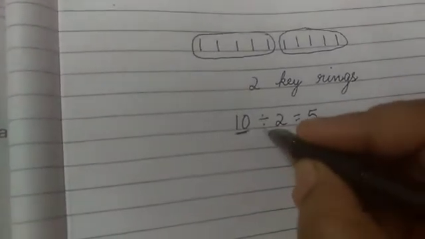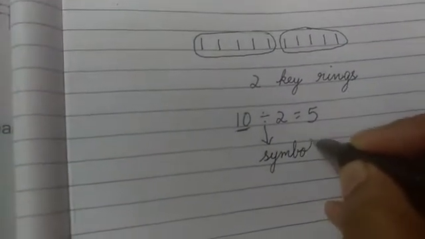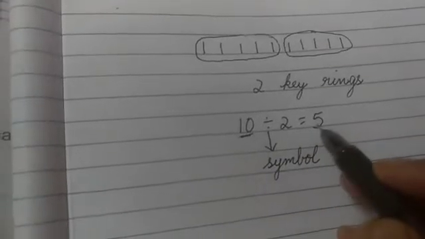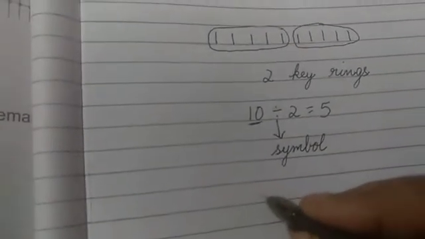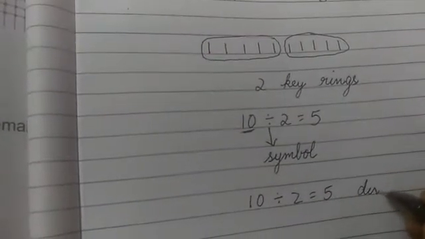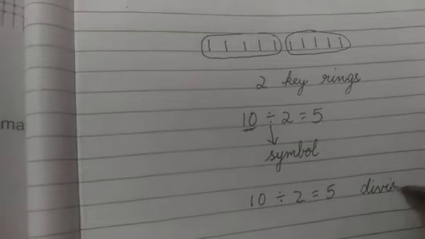So children, this is the symbol or sign of division, and this is known as a division fact. 10 divided by 2 is equal to 5. This is known as a division fact.